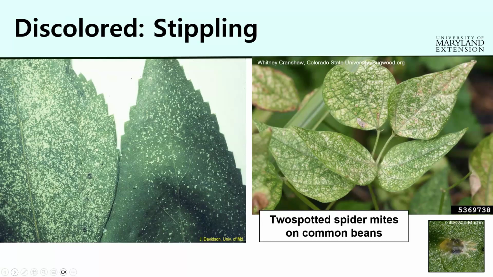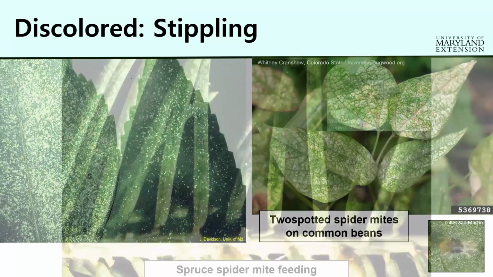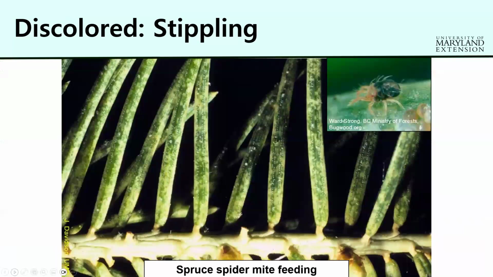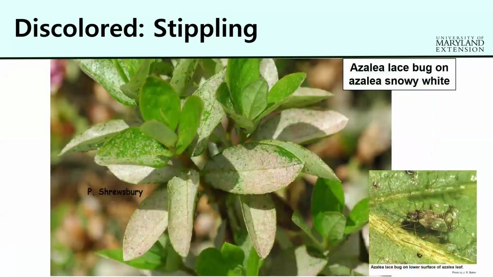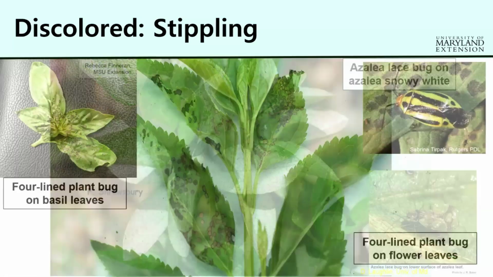When we're seeing a cluster of stippling, we can see broader yellowing patterns as we see more and more feeding. We can also view stippling on individual pine needles if we zoom in up close. We have a heavy infestation of lace bugs, and they're stippling feeding here, causing a lightening of the leaf tissue.